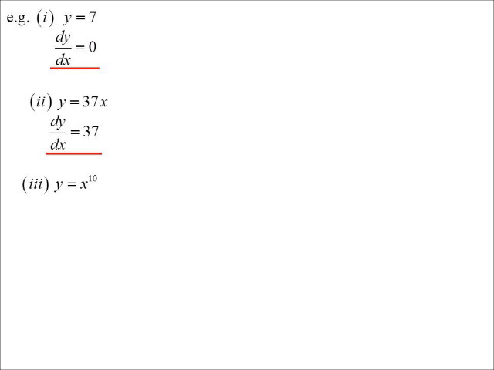Oh, power of 10, big number. y equals x to the power of 10. The derivative will become... original power comes to the front. Subtract 1, 10x to the power of 9.